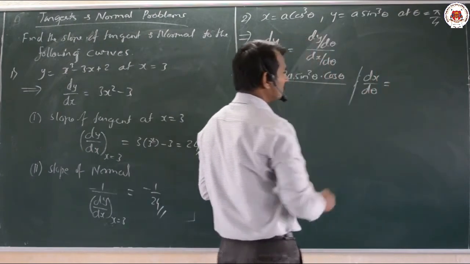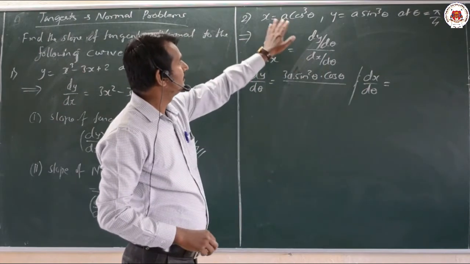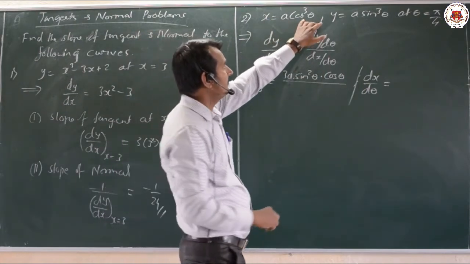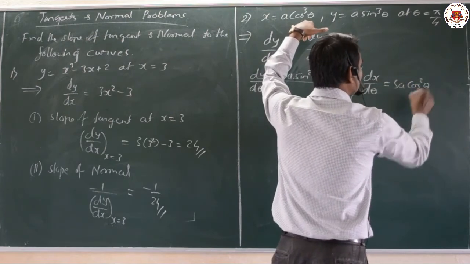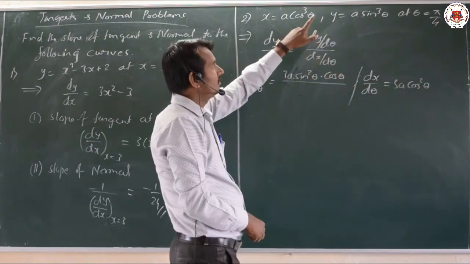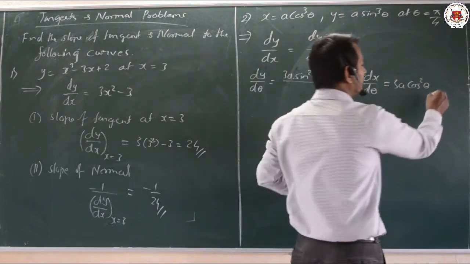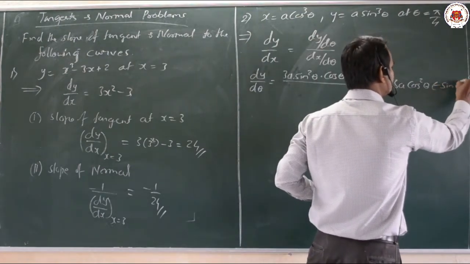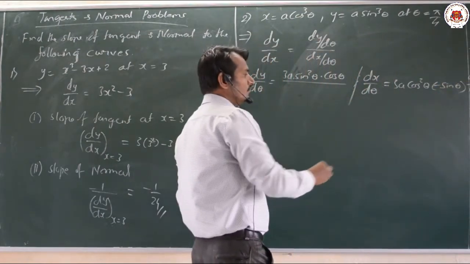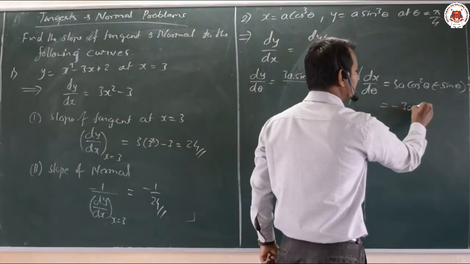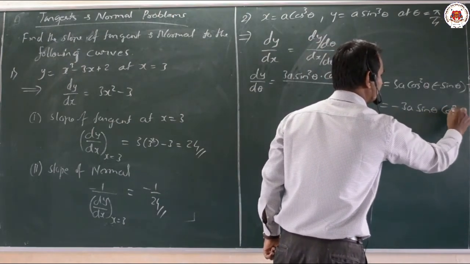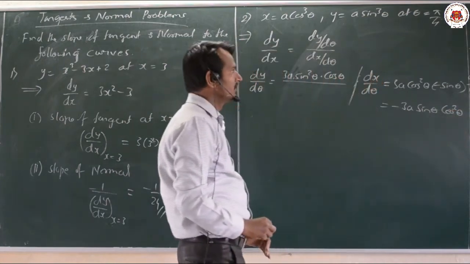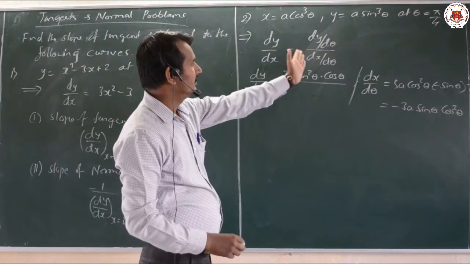Then dx by d theta. What is the dx by d theta? That is differentiation of x with respect to theta. Differentiation of cos cube becomes 3a cos square theta, and further differentiation of cos becomes minus sin theta. Which is equal to minus 3a sin theta into cos square theta. Very simple thing.